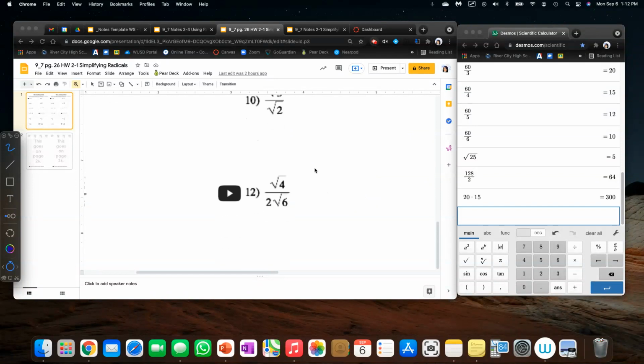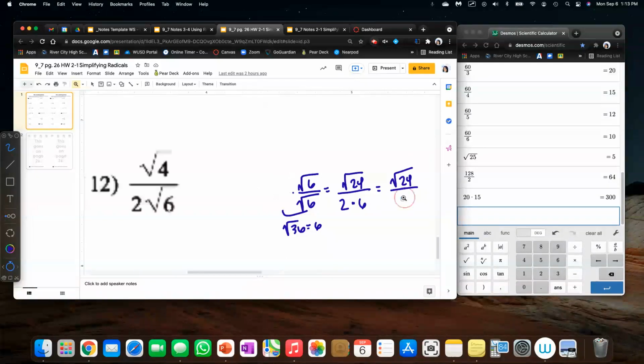Right, last one here. So here we have dividing radicals. If you want, you can simplify the 4 and the 6. However, I just like to go ahead and rationalize the denominator first. It doesn't really matter what you choose to do first. So on top, you can multiply the 4 and the 6. So this becomes a square root of 24 over, and remember, square root of 6 times square root of 6 is square root of 36, which is just 6. So this becomes 2 times 6. So we have square root of 24 over 12.